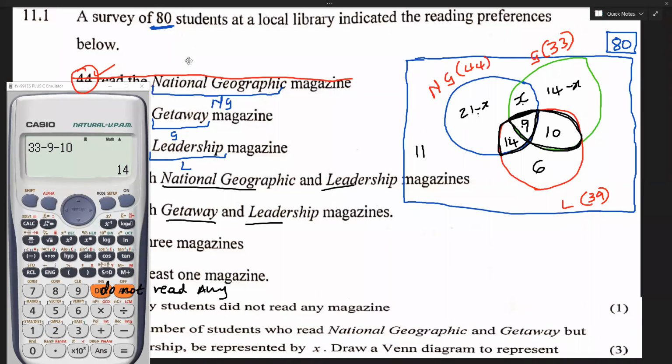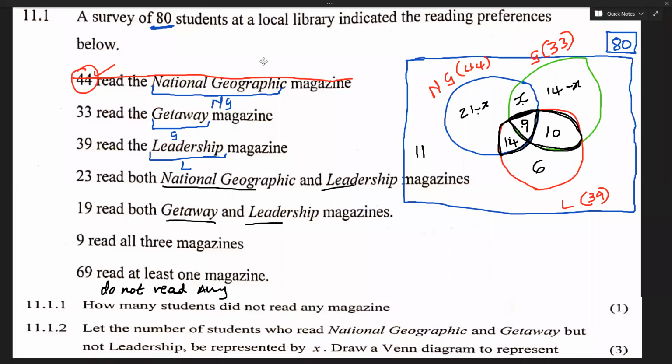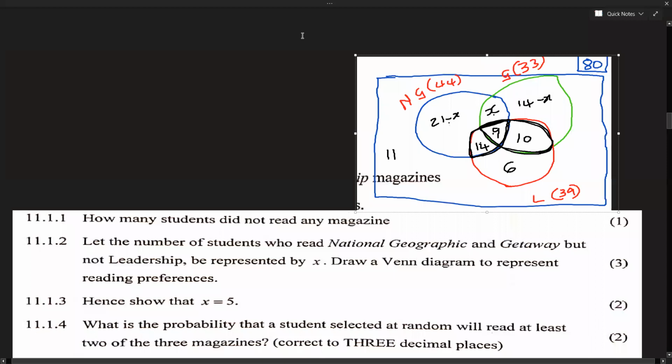So now, let's see. We're going to now answer the questions, okay? Okay, so now we can use our Venn diagram to answer the questions, right? How many students did not read any magazine? So obviously the answer will be this one, right? So it's 11. Awesome.